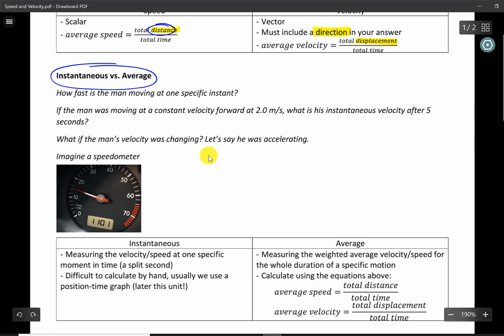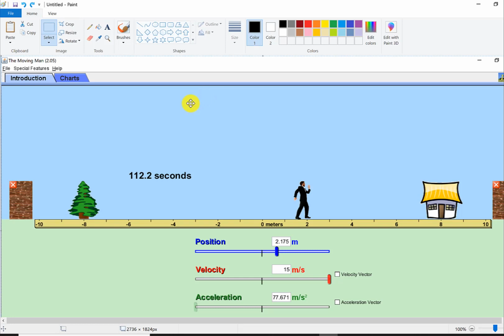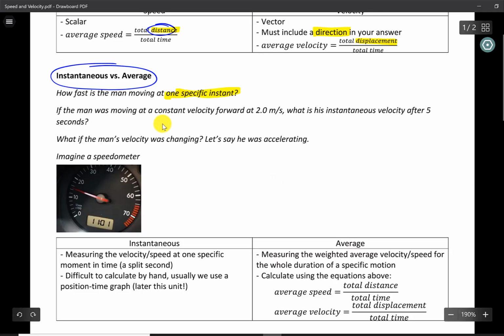Velocity at one point in time, okay, at a specific instant. So that's the key thing here. It's the velocity at that specific instant. Now, what if I ask for speed? I mean, speed, I could just tell you 15 meters per second. I don't even have to tell you it's going towards the right. So that's what instantaneous means.